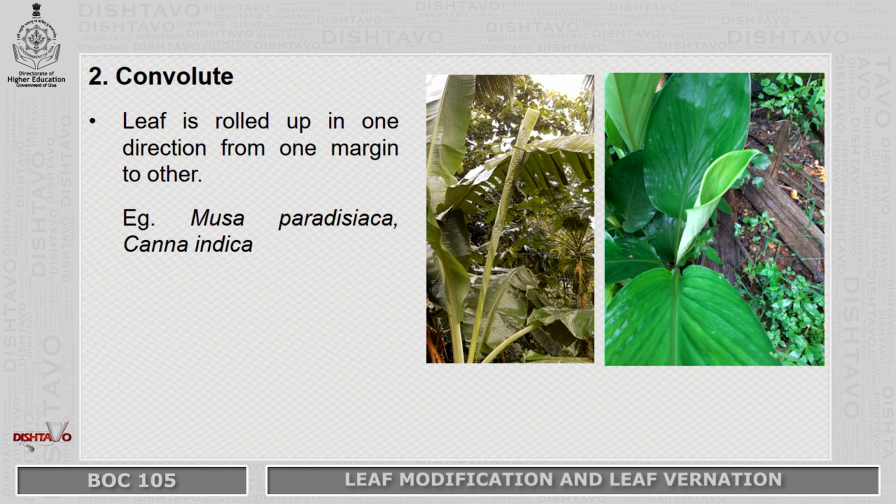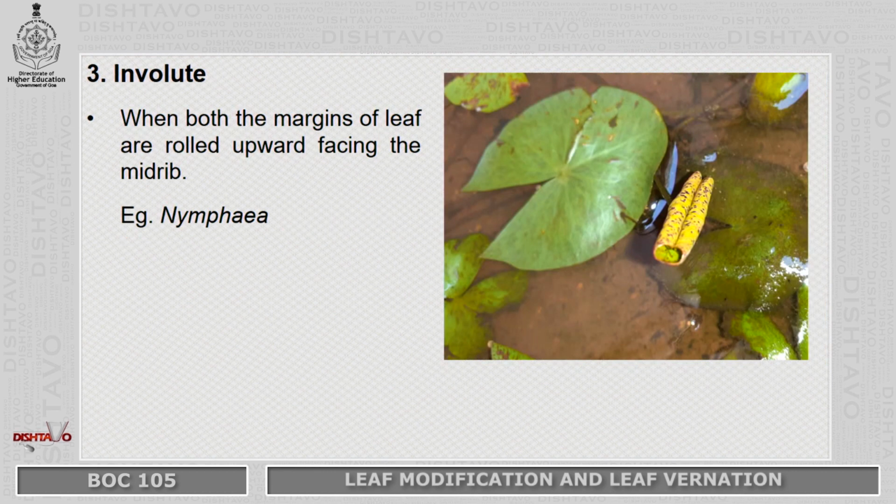And yet another type of vernation that you see is the involute vernation. In this case, both the margins of the leaf are rolled upward facing the midrib, as you are seeing in the picture. The young leaf has coiled from either side towards the center, and this type of vernation is called involute. This is seen in the Nymphaea plant.